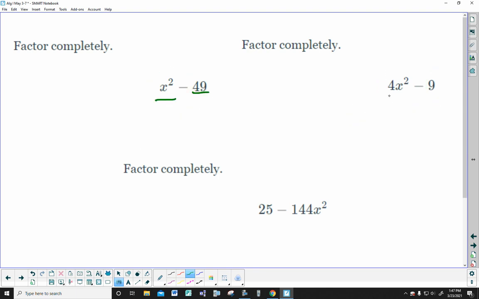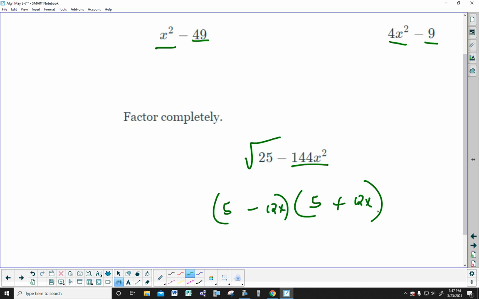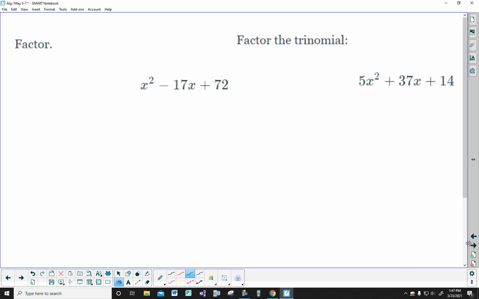Something squared minus something squared. Okay? Same thing. One's a minus, one's a plus. I switched the order there for you. Okay? Square root the front. 5 and 5. Square root the back. If you need to type it in your calculator, you can. 12x and 12x. Done. Next problem.